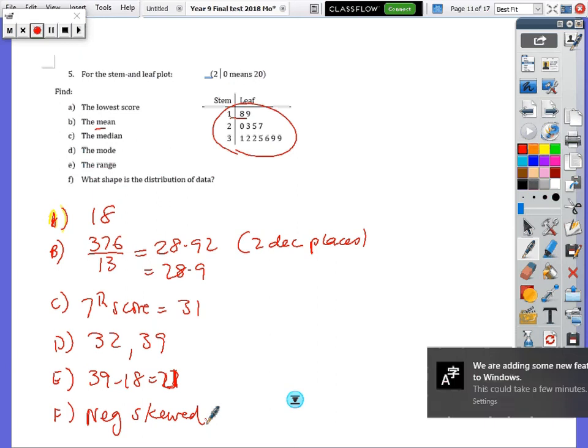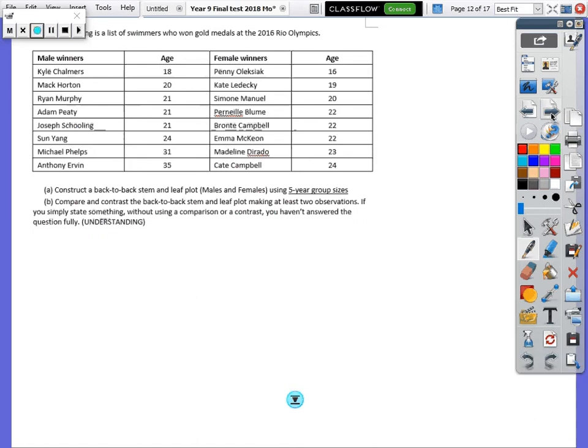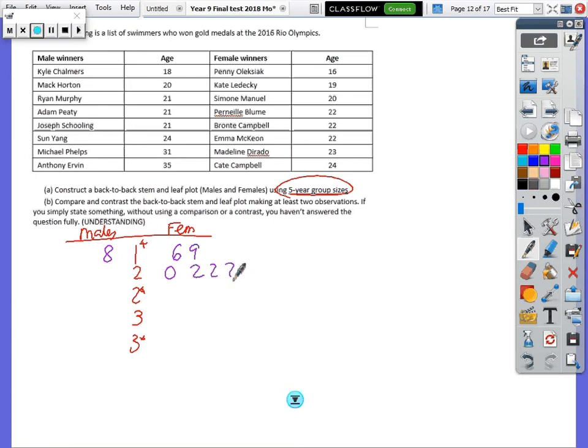Okay, next question. So now we've got this constructed stem and leaf, back-to-back stem and leaf. Using 5 group interval sizes. So 1, 2, 2 star, 3, 3 star. I'll put the females on the right, the males there. So there's 6, 9 and 8s, that's the lowest. And then the girls are 2, 2, 2, 3, 4. And the boys are 0, 1, 1, 1, 4. And there's a 31-year-old and a 35. So that's the stem and leaf.